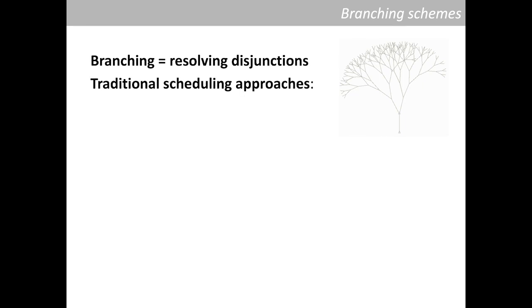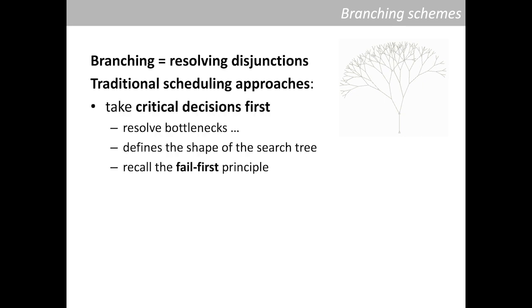So let's now speak about how we can influence search. When we do the modeling, we just describe constraints, but we can also describe how the search procedure should work for this specific model. So we can describe the branching scheme, resolving the remaining disjunctions. In traditional scheduling, the suggestion is that critical decisions should be done first, meaning resolve bottlenecks like bottleneck resources first, and then you can do the rest. This somehow reminds the fail first principle used in constraint programming.